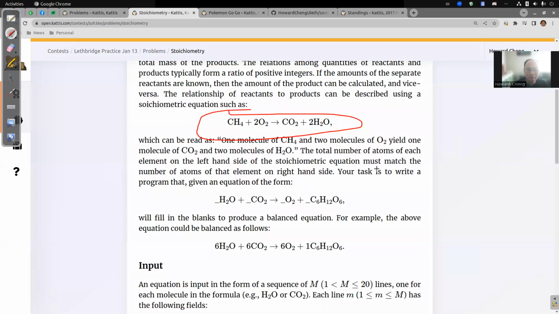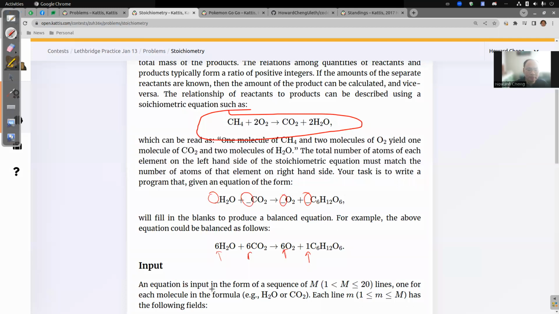So the total number of atoms of each element on the left-hand side of the stoichiometric equation must match the number of that element on the right-hand side. Your task is to write a program that is given an equation of this form, so it tells you what all the components are, but you have to figure out what goes in front to make sure that everything balances. And in this case, it turns out you put 6, 6, 6, and 1. Okay.